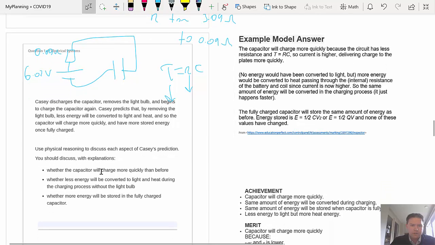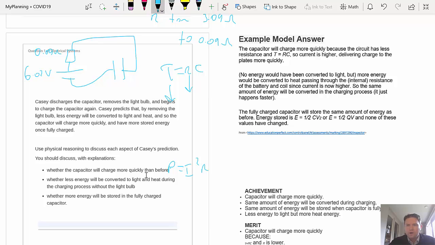So whether the capacitance will change, nope. Whether less energy will be converted into heat, yes, because there is a lower resistance, and so P equals I squared R. If the resistance is smaller, then the amount of power being wasted is also smaller. And will more energy be stored? That's an interesting question. The capacitor will charge more quickly because the time constant has gone down, so the current, because the resistance has gone down, is higher, delivering charge to the plates more quickly.